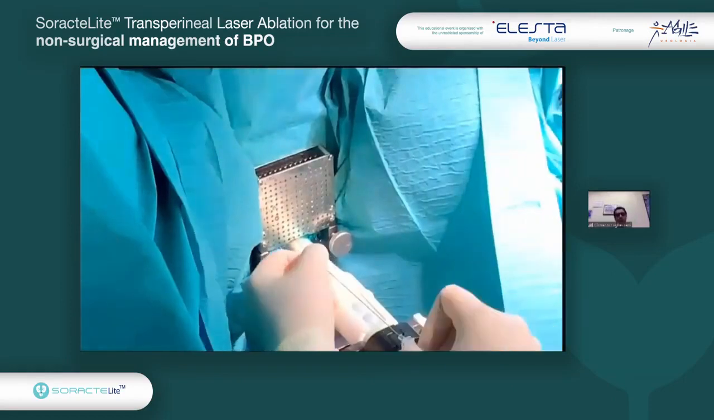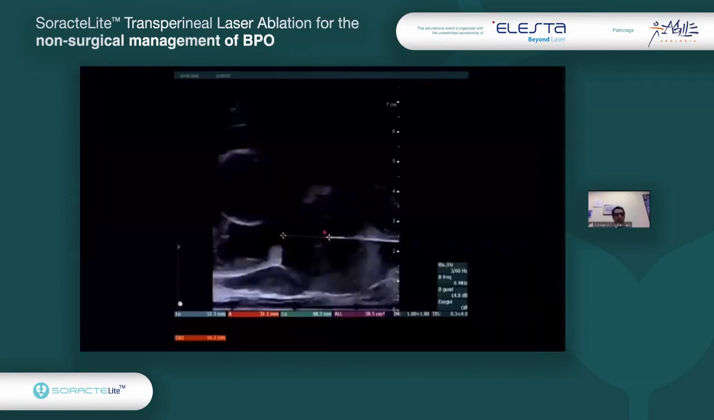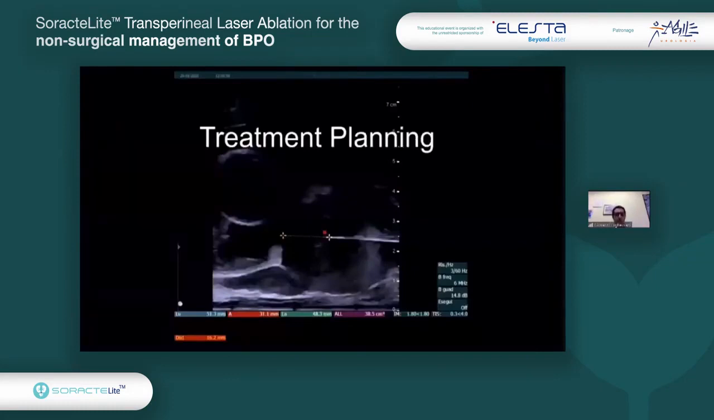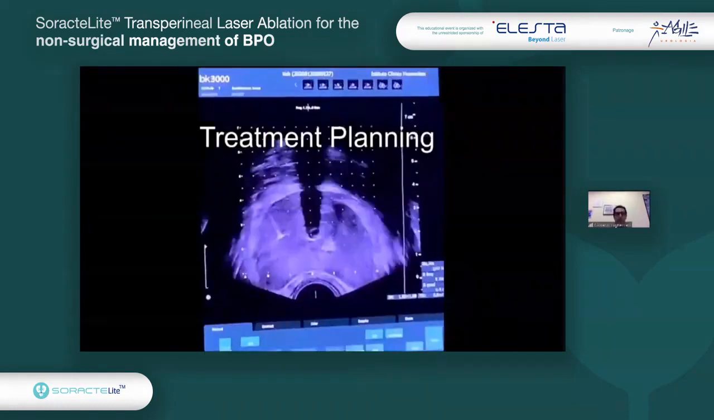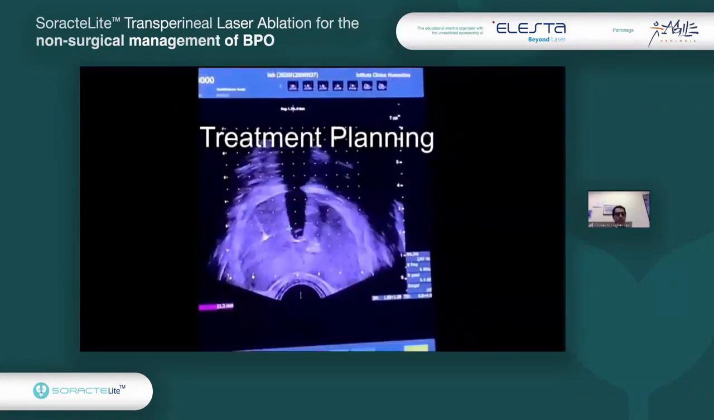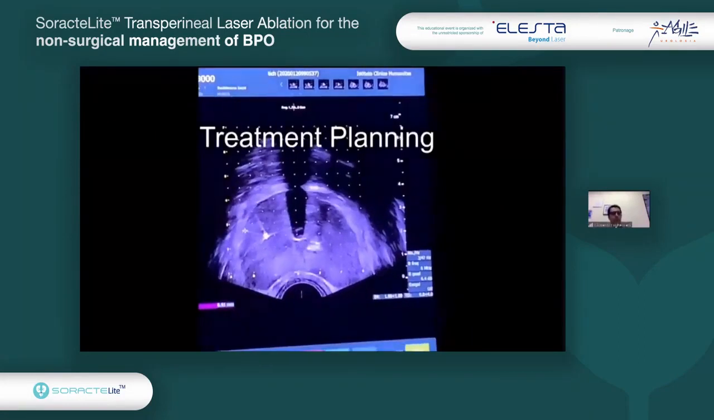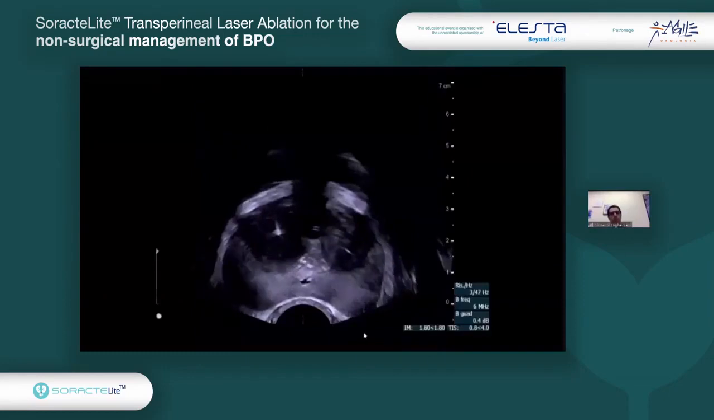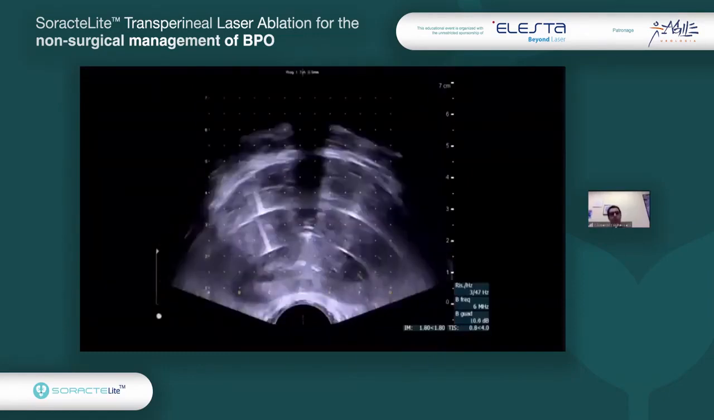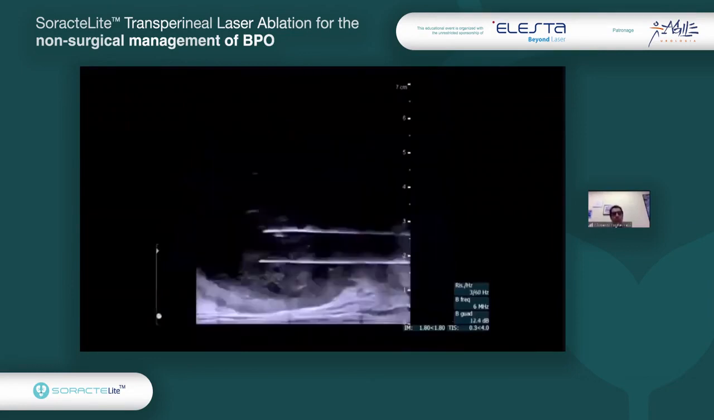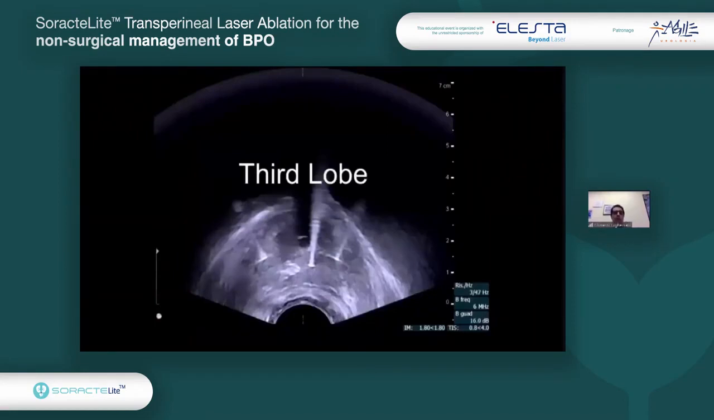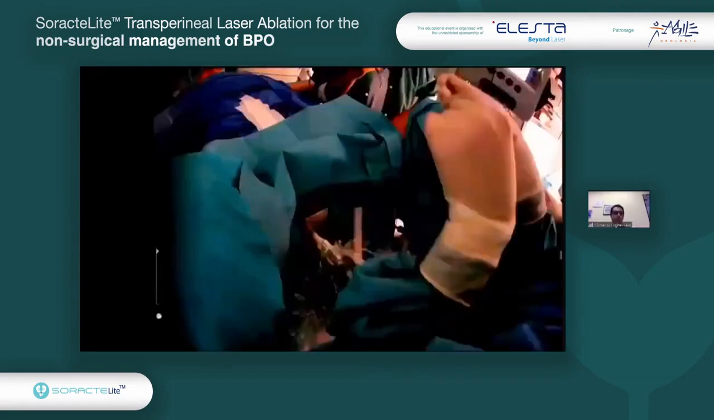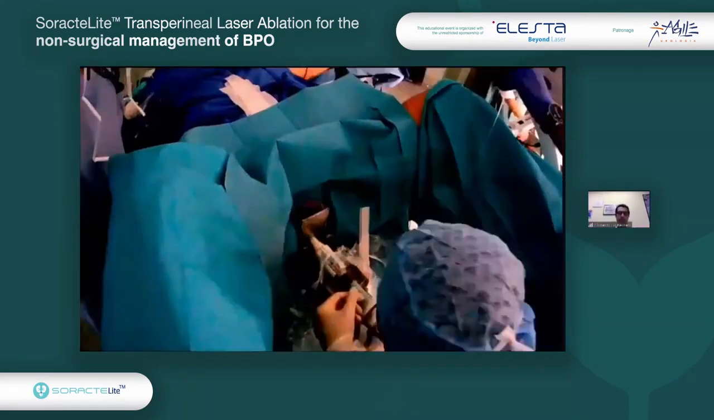After that, we place the 21 gauge introducer needle under ultrasound vision, and the treatment is planned keeping in mind to preserve all these distances that we already talked about, so 15 millimeters from the bladder neck and approximately 1 centimeter from the urethra and from the prostatic capsule. We try to place at least 1 fiber for each lobe and up to 2 fibers for each lobe, depending on the prostate size, and check the correct position in both transversal and longitudinal views. And if a third lobe is present, we selectively place a needle inside that lobe.